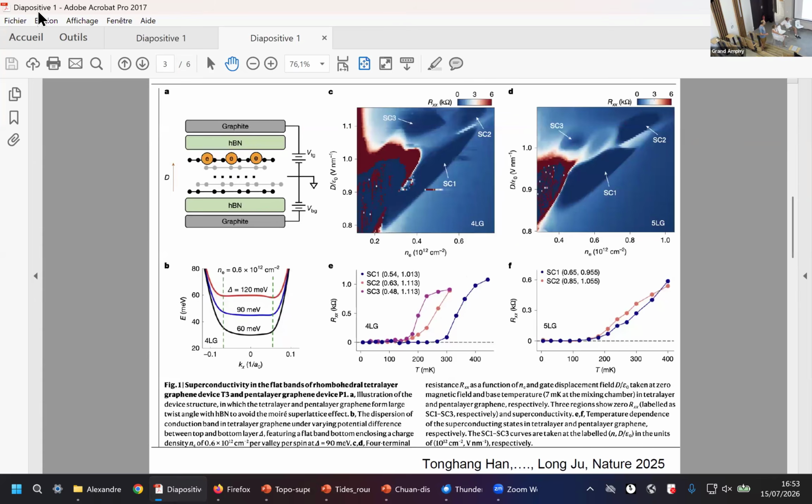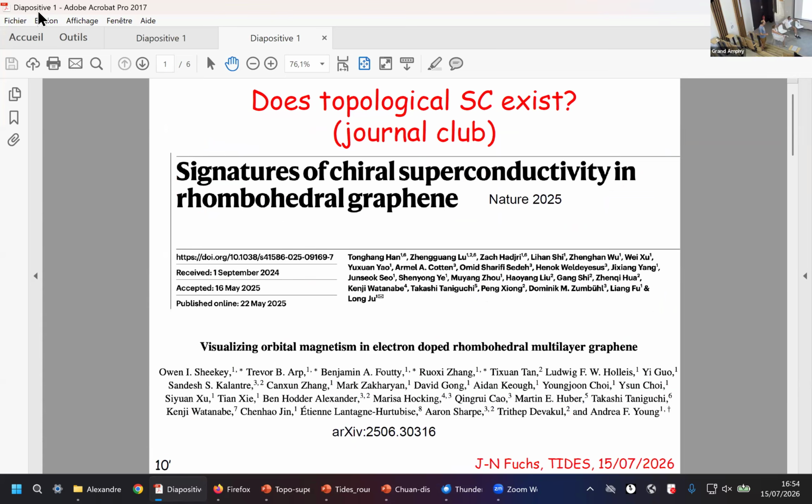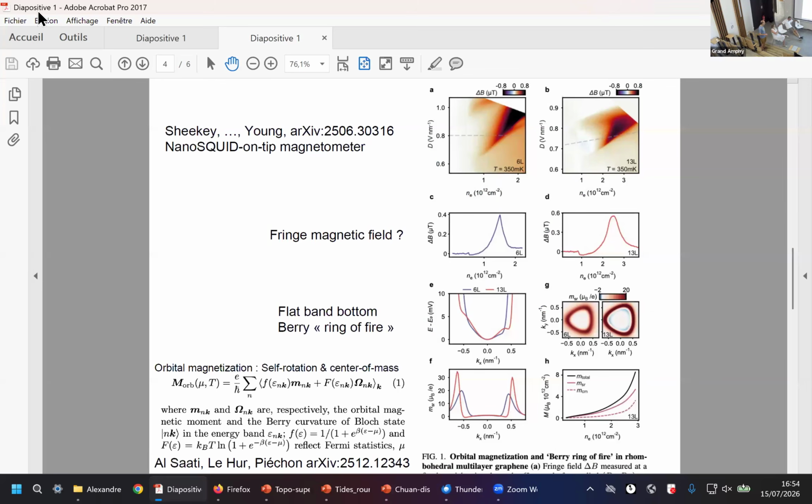Okay, so now this was from the first paper. Now I'm moving to the one where they do magnetometry by a nanoSQUID on a tip. So that's again a map in displacement field and doping, but now they measure what they call the fringe magnetic field, and I'm not sure that I understand what it means. Okay, but I understand it's proportional to the magnetization. We measure also for graphene. We call this the stray field, but apparently we should call this the fringe field. Okay.